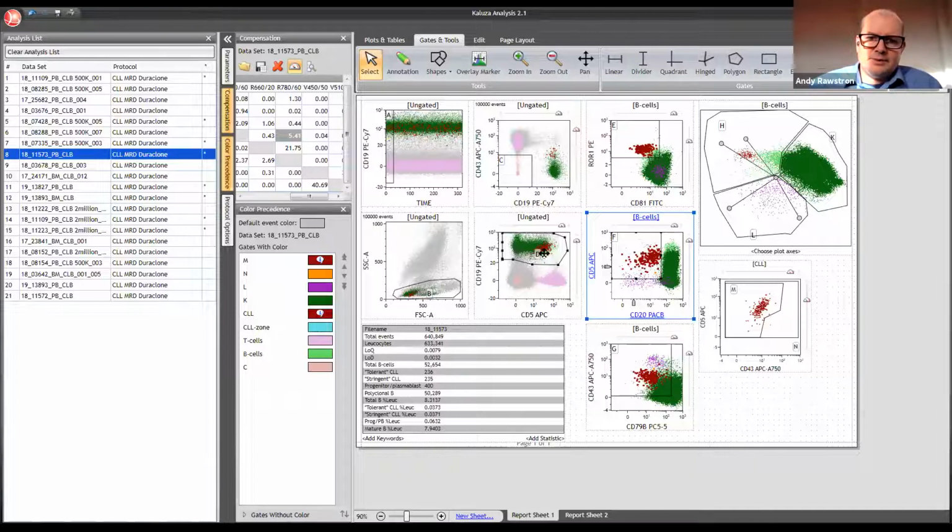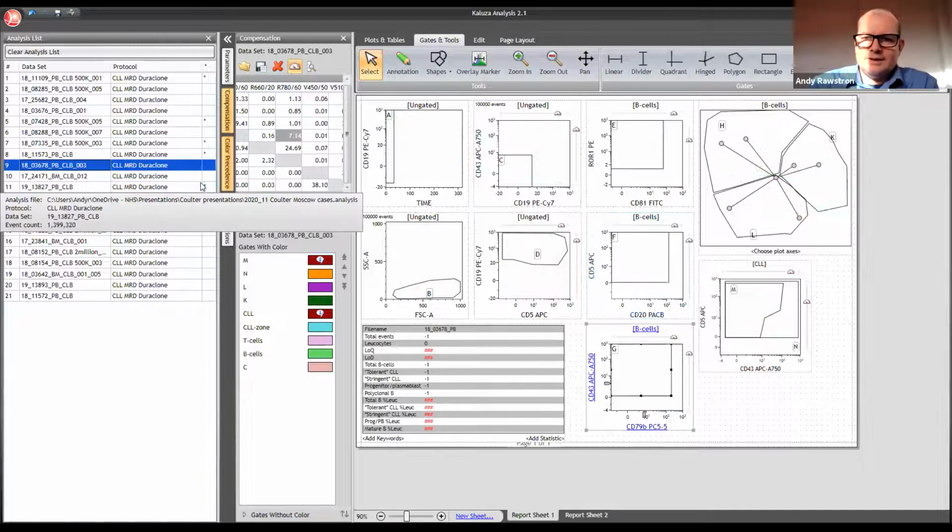Okay, so now you've got a population. It doesn't look like non-specific binding. It's generally within the CLL zones, and as we moved in, it's cleaned up on the other plots. So there you would go, 0.037% of leukocytes have a CLL phenotype. Okay, on to the next one.